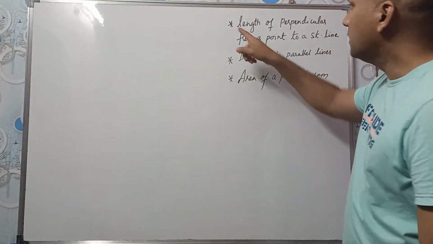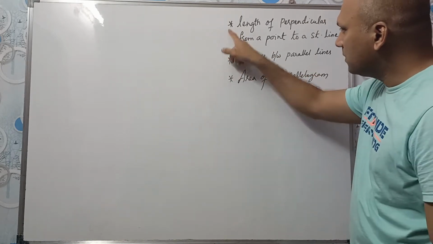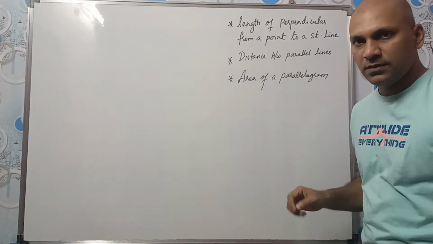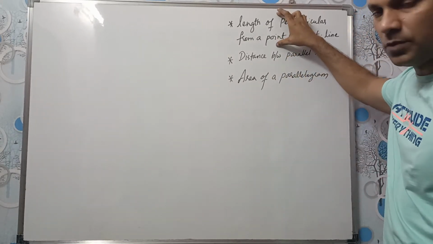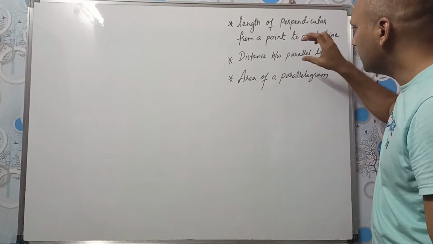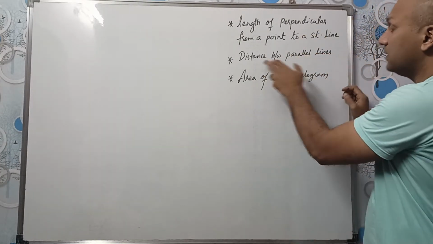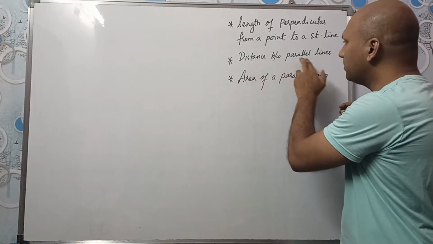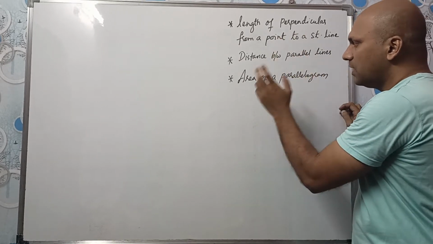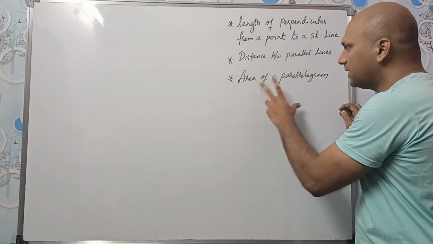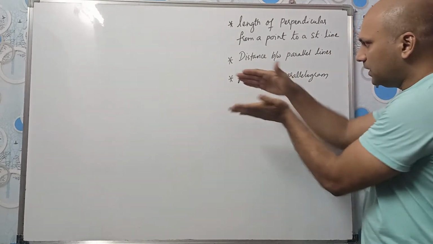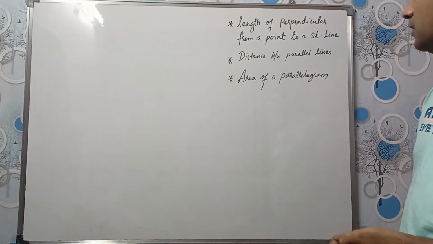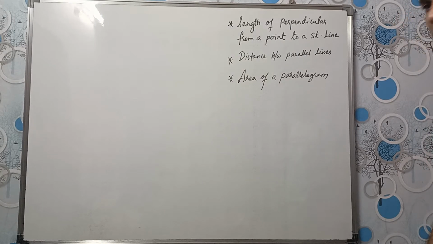In this video, we will derive the formulas for all these three. Length of perpendicular from a point to a straight line. We'll derive the formula, we'll do a few problems. We'll also derive the formula for the distance between two parallel lines, and do a few problems. We'll also derive the formula to find the area of a parallelogram when the equations of four sides are given, and we'll do problems based on this. So let's get started.